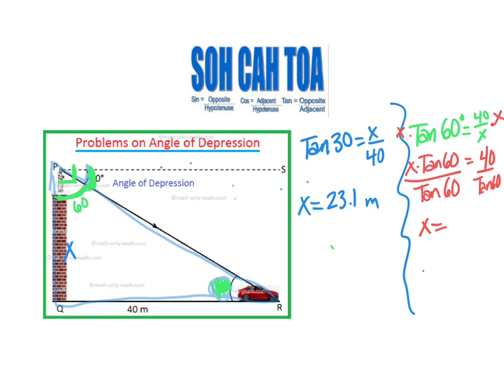All right, 40 divided by tangent of 60 actually ends up being 23.1 also. You should get the same answer both ways. You pick which way you like the best.